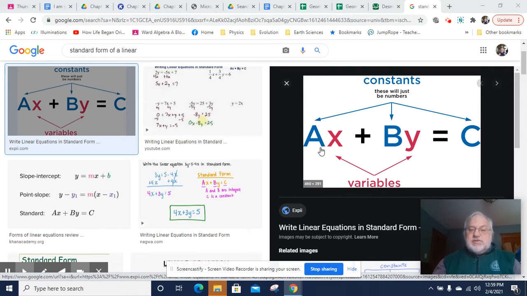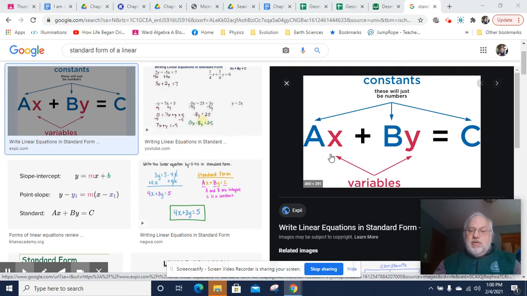You'll sometimes see this structured as AX plus BY minus C equals 0. That is called the general form, which is just a rearrangement of the standard form. But the standard form is particularly useful for situations where you might have a couple of products that add up, or the difference of them is some fixed value.